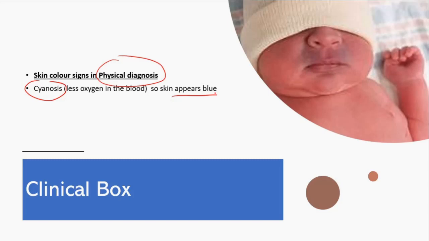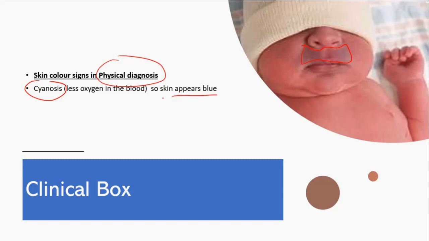Okay, so this could be for several reasons. It could be possibly for a cardiac reason, where there's more deoxygenated blood in the body than there is oxygenated blood. And you can see here, like if you're in the pediatric ward and you come across a baby and the baby has bluish skin, then you would immediately think of a cardiac condition, and you would go and do an echo, for example.